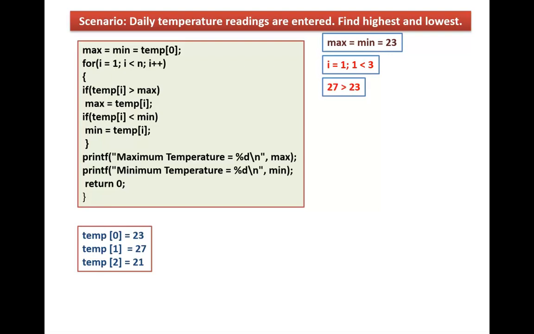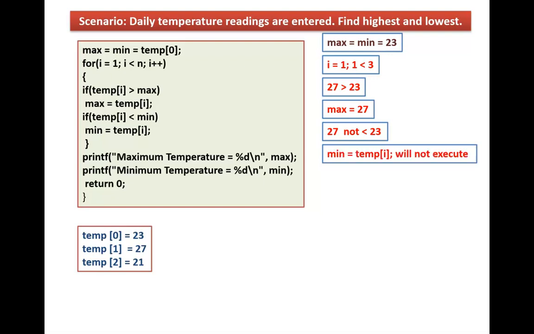Check if temp of i is greater than max. What is temp of i? i is 1. So temp of 1 is 27. Check, is 27 greater than 23? Yes. So temp of i, that is 27, so max will be equal to 27. Check if temp of i is less than min. What is temp of i? Temp of 1, 27. Yes, it's not less than 23. So min is equal to temp of i will not be executed.